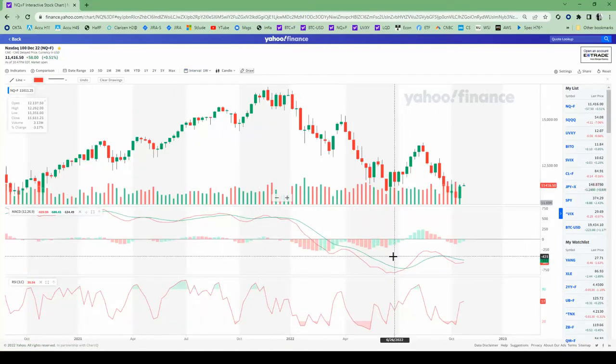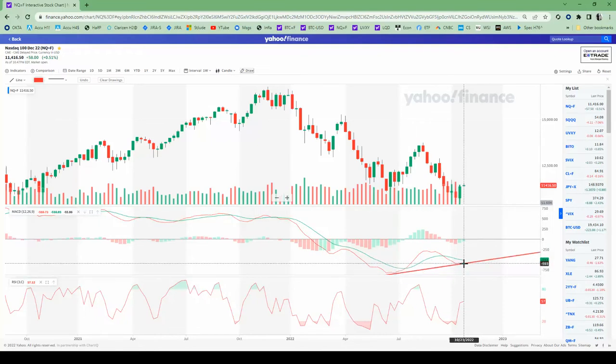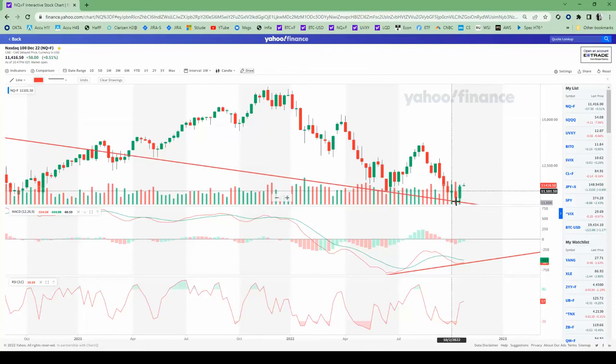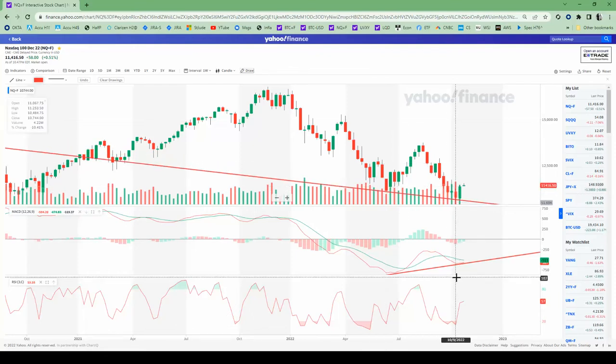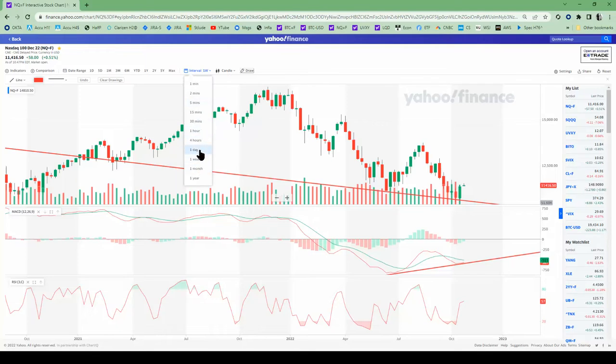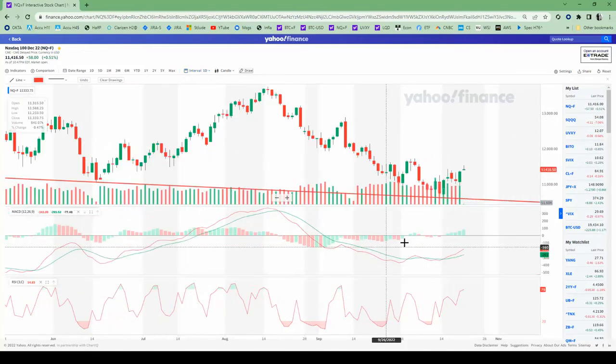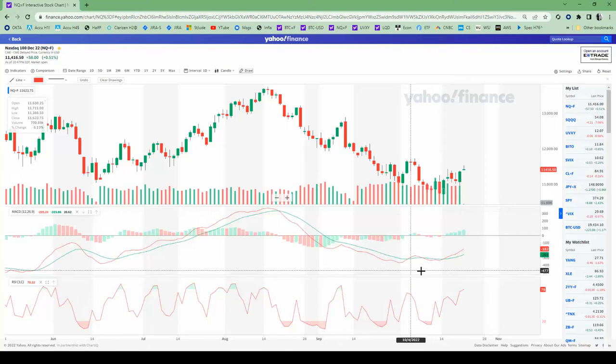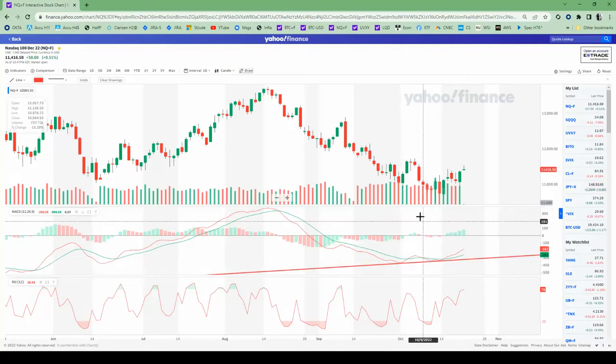And specifically, I want to draw out the bullish divergence that we have here. Okay, that's on the weekly chart. And if we go from the weekly to the daily, we have still a bullish divergence there.